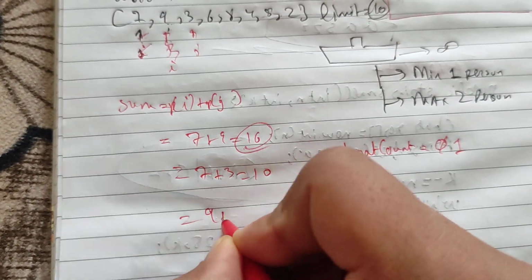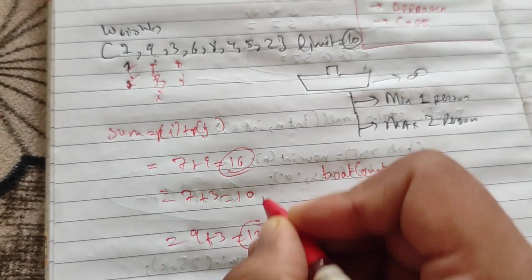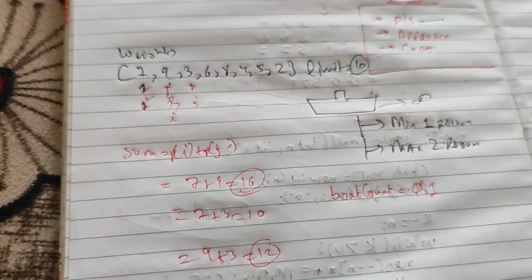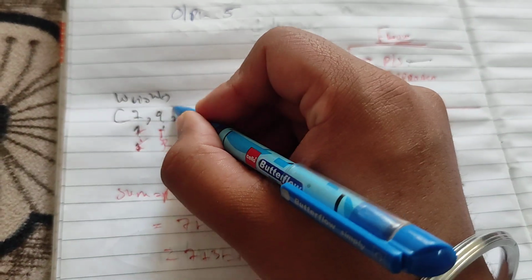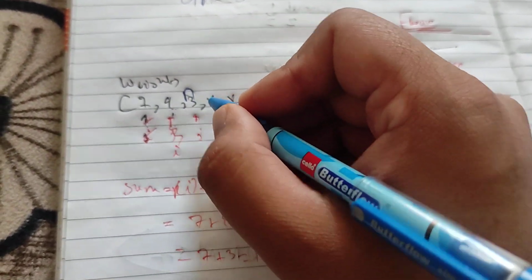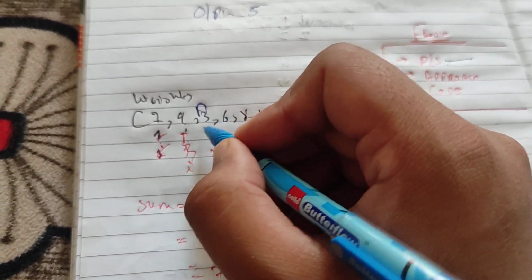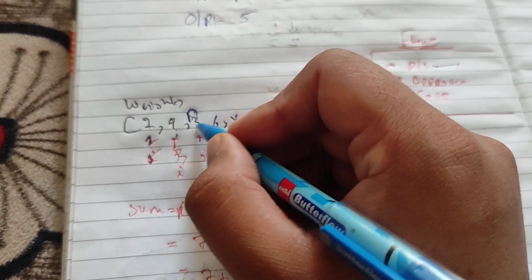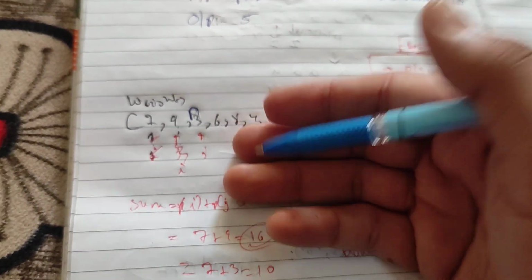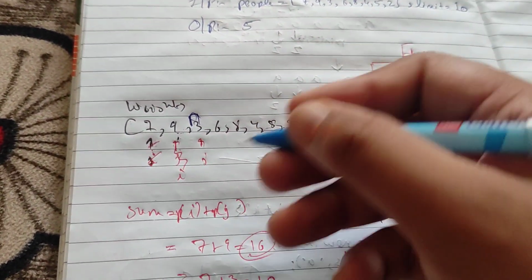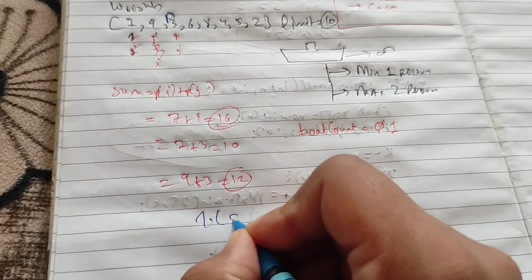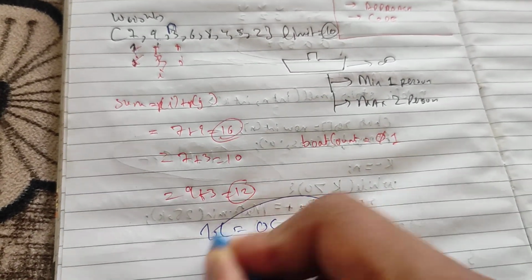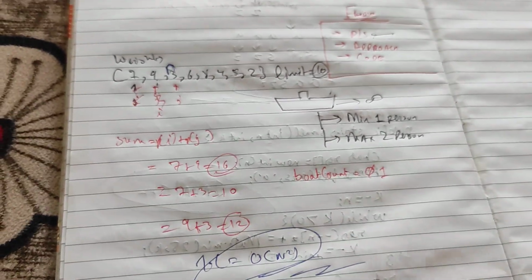So we will do 9 plus 3, which will be 12. So it is greater than our limit. Now as you can see, we are revisiting this third value, the third person over here whose weight is 3. We are revisiting it because we already have considered you. Then why should we consider you again? Okay, so by doing that, what will happen? Our time complexity will become O of n squared. Okay, so this is not an efficient way to solve this problem.